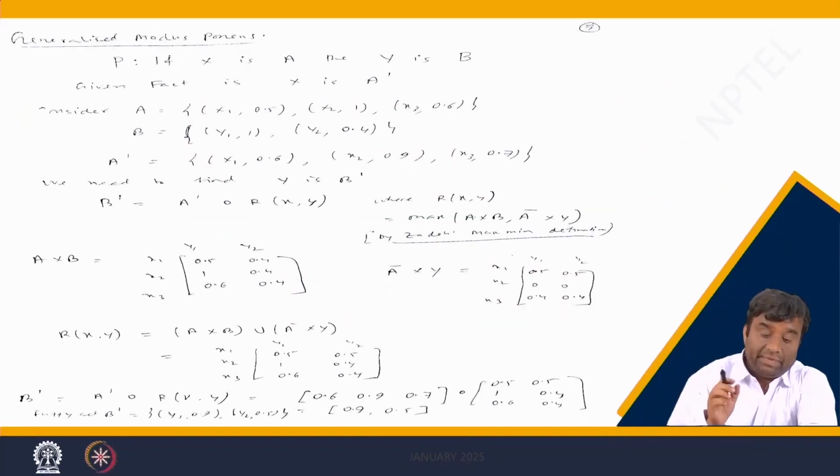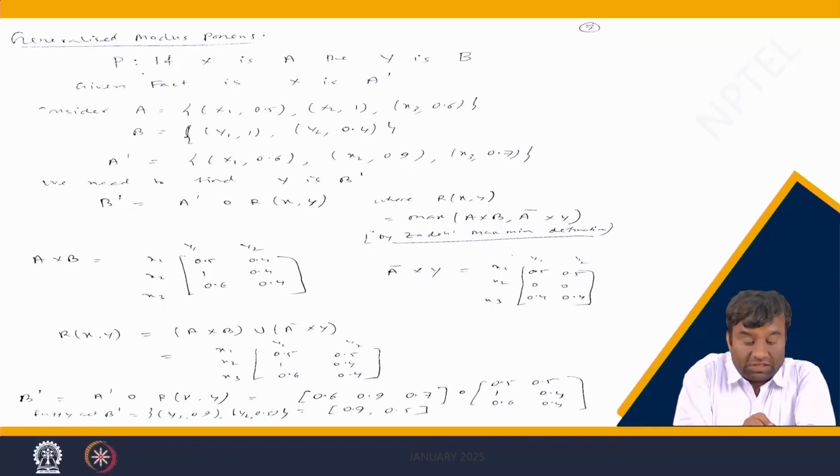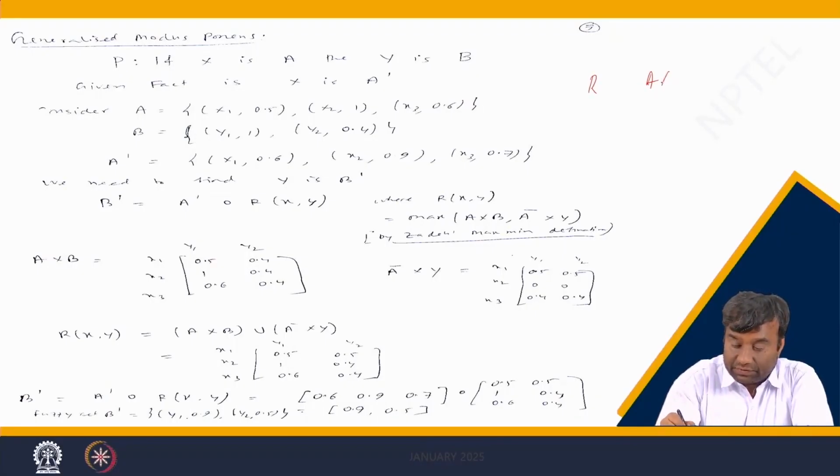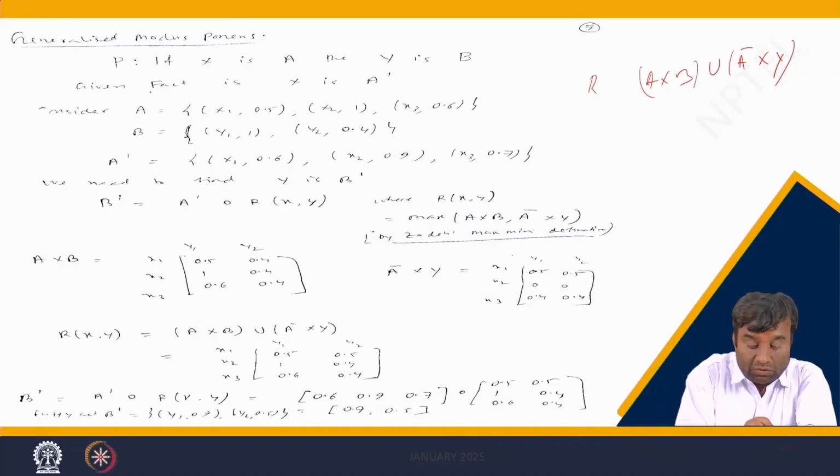Now try to understand an example of generalized modus ponens. This is the rule: if X is A, then Y is B. Here we can find the rule as A cross B, or you can find the union of A complement cross Y, where every membership value of Y is 1. The fact is that X is some value A dash. This A dash is closer to A. So you need to find the output.